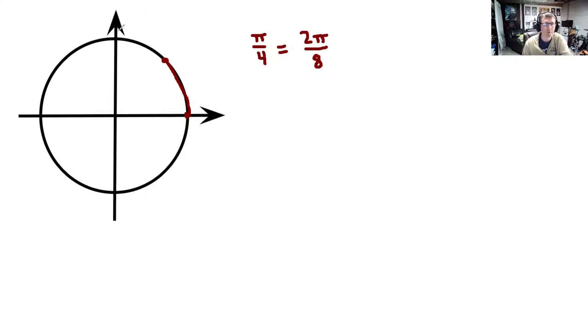If we take the circle and break it into fourths, what do we get? We get 1, 2, 3, 4 parts. If we break it into eighths, we get 1, 2, 3, 4, 5, 6. Hold the phone. 1, 2, 3, 4, 5, 6, 7, 8. Okay, I miscounted somewhere along the way. There's 8 pieces there. So if we break it into eighths, we arrive at these locations on the circle. And if we want to know about this one in particular, that corresponds to pi over 4 radians.